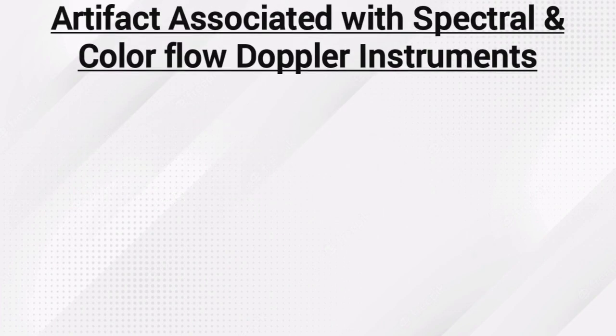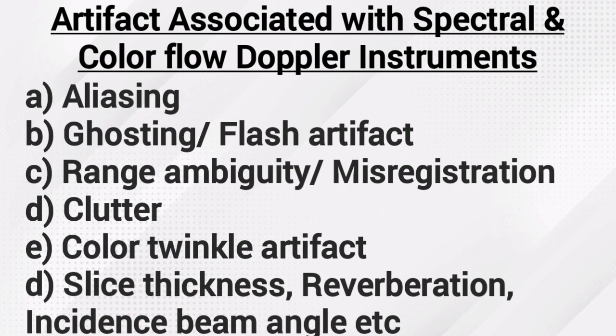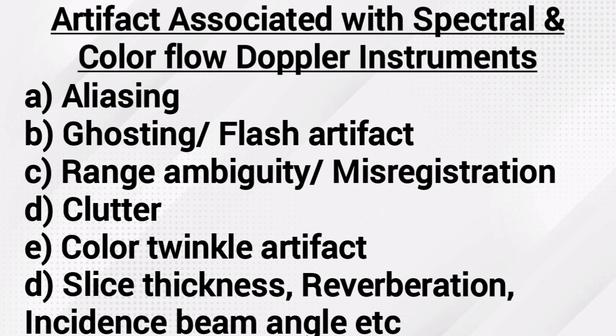Now, what about artifacts associated with spectral and color flow Doppler instruments? It includes aliasing, ghosting or flash artifact, range ambiguity, and range ambiguity is actually misregistration. You have clutter, you have color twinkle artifact, there is slice thickness, reverberation, incident beam angle, etc.